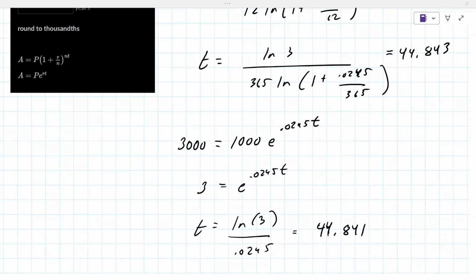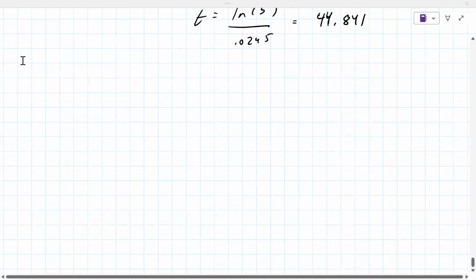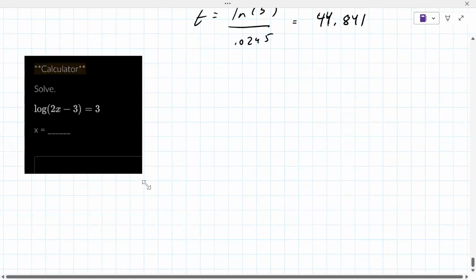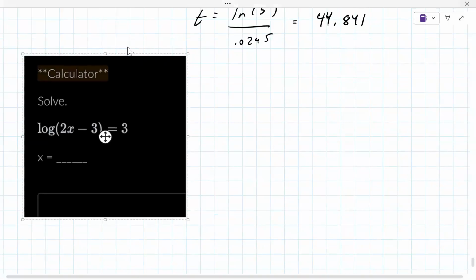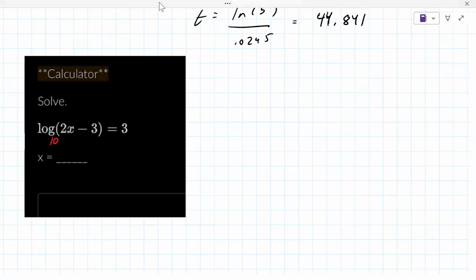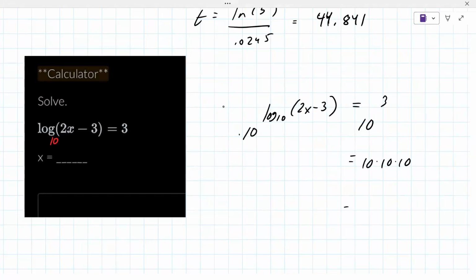All right. Any questions on that before we move on to the last one? No. All right. Don't know why this one's a calculator problem. It can be done by hand pretty easily. The base when it's not written is 10. So you undo with 10 to the log base 10, 2x minus 3 equals 10 to the 3. 10 to the 3 is 10 times 10 times 10, which is 1,000. And you have 2x minus 3 equals 1,000.